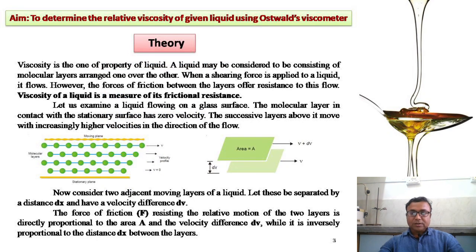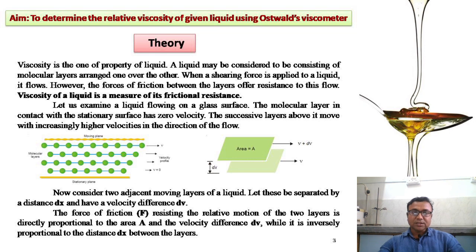Theory of the experiment. Now, the aim of the experiment is to determine the relative viscosity of a given liquid using the Ostwald viscometer. In theory classes, I have already discussed the properties of liquids. There are different properties of liquid like surface tension, viscosity, and refractive index. Viscosity is also one of the properties of liquid, and a liquid may be considered to consist of molecular layers arranged one over the other.